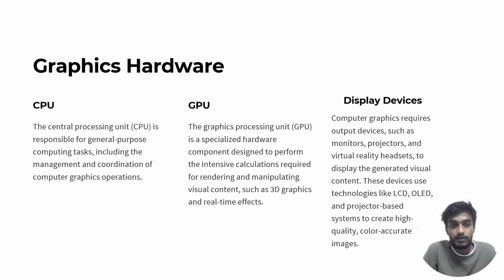Graphics hardware. The CPU, central processing unit, is responsible for general purpose computing tasks, including the management and coordination of computer graphics operations. The GPU, graphics processing unit, is a specialized hardware component designed to perform the intensive calculations required for rendering and manipulating visual content such as 3D graphics and real-time effects.